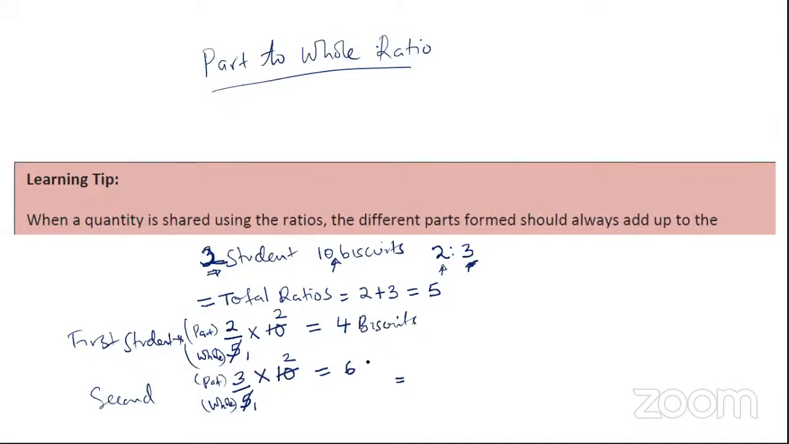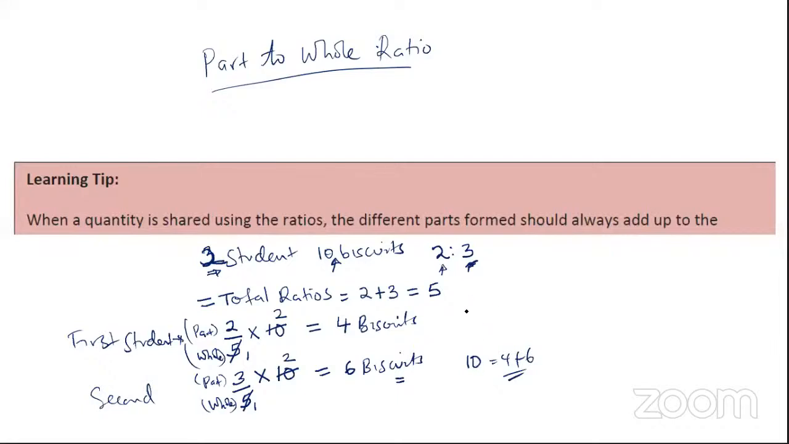Now, take note that the total biscuits, these are biscuits here. The total number of biscuits that you have shared should be equal to the total whole here. For example, the total for the first student plus the second student, I should be able to get 10. Which is the 4 plus the 6. What am I trying to emphasize here?